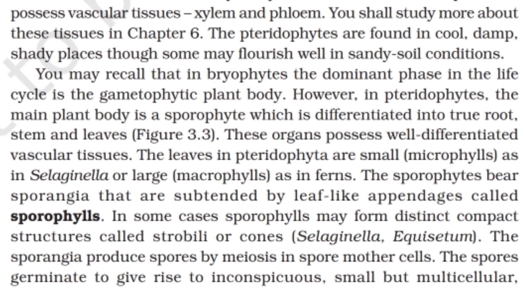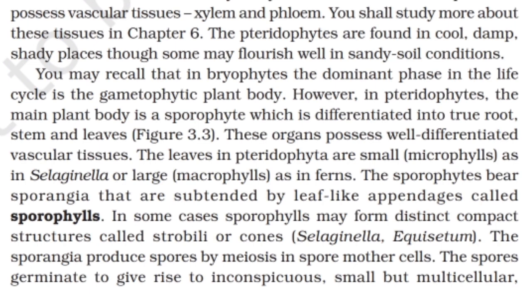However, in pteridophytes the main plant body is a sporophyte, which is differentiated into roots, stem and leaves (Figure 3.3). These organs possess well-differentiated vascular tissues. The leaves in Pteridophyta are small (microphylls) as in Selaginella, or large (macrophylls) as in ferns. The sporophytes bear sporangia that are subtended by leaf-like appendages called sporophylls.